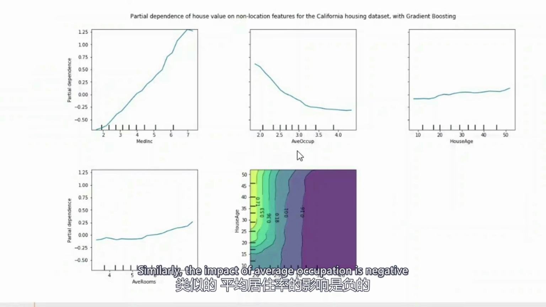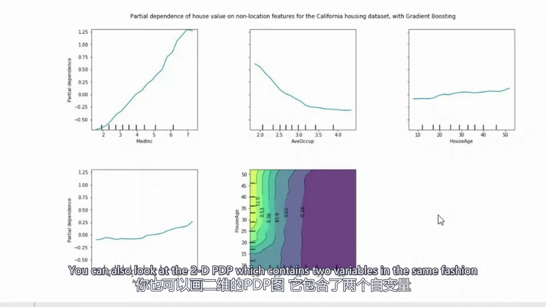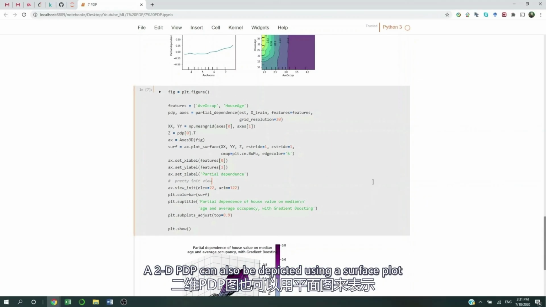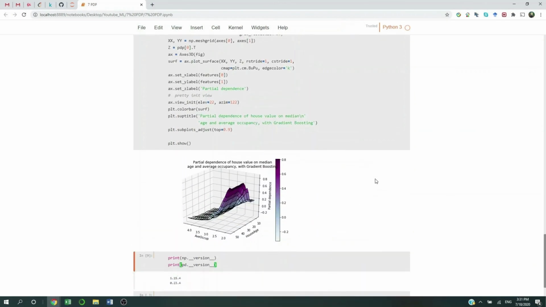Similarly, the impact of average occupation on housing price is negative. The house age doesn't affect the house price too much. You can also look at the 2D PDP, which contains two variables in a similar fashion. Last but not least, a 2D PDP could also be represented by a surface plot.